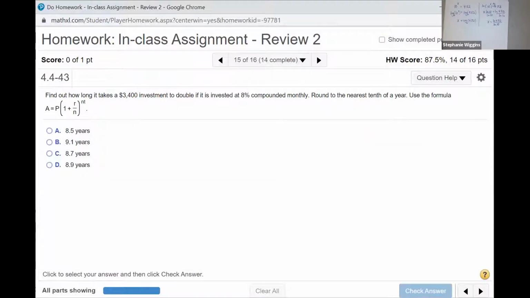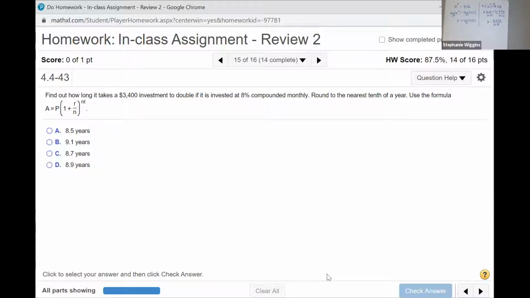All right, here we have an exponential function, and it says find out how long it takes a $3,400 investment to double if it is invested at 8% compounded monthly. Round to the nearest tenth of a year, and use this formula.